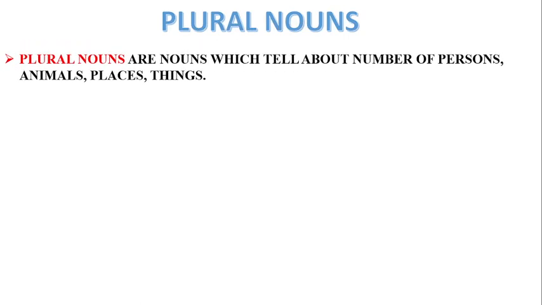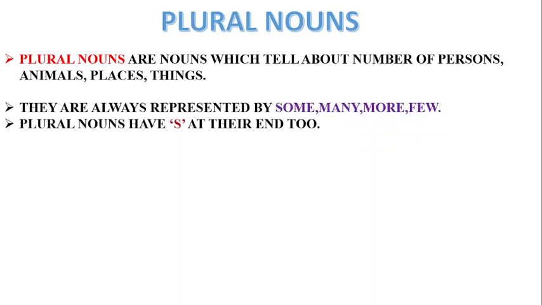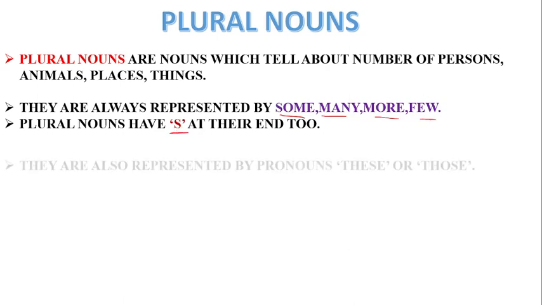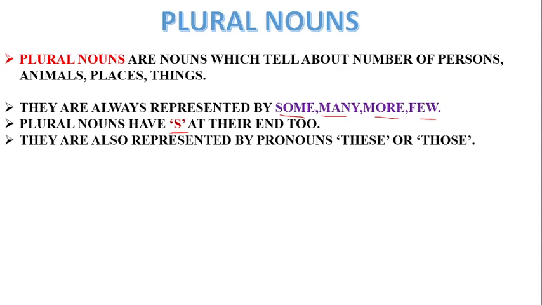Let's move on to plural nouns. Plural nouns tell about a number of persons, animals, places and things. Plural nouns are represented by some, many, more, few, because they tell you how much of the noun is present. One more thing you need to know is that plural nouns have an s at the end of the word, and as plural represents a huge number, they are always represented by these and those.